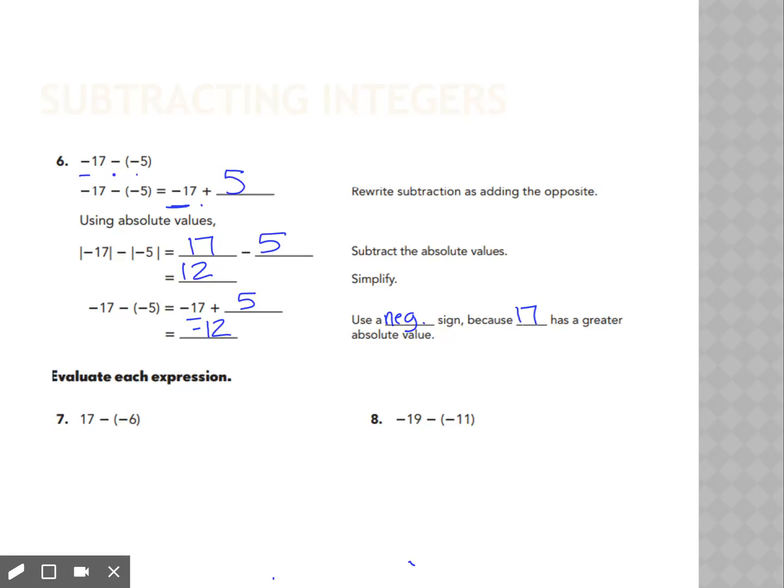I would like you to try number 7 and 8 on your own, so please pause the video now and come back to check your answer along with the steps you did once you're finished.